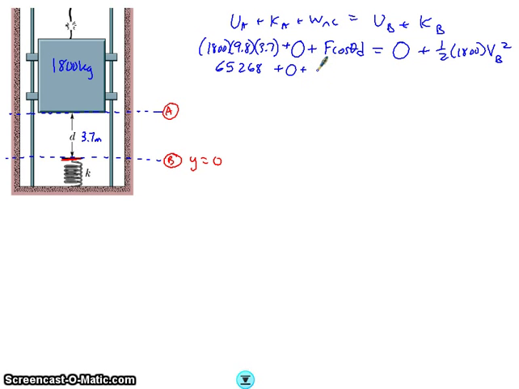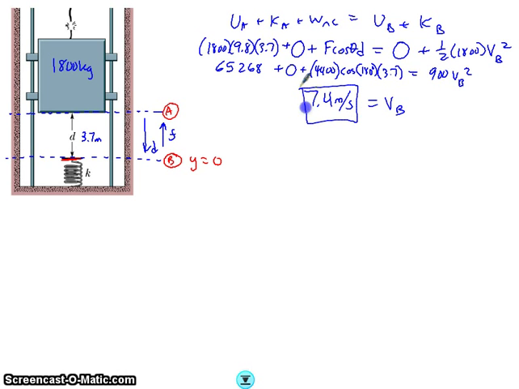Now, the force is given as a frictional force. They say 4.4 kilonewtons. You multiply by 1,000, that's 4,400 newtons. The cosine of the angle, it's the cosine of 180 degrees. That's because the elevator is moving down, but friction is going to be in the opposite direction, 180 degrees in the opposite direction. And the distance is 3.7 meters, the given distance there. And half of 1,800 is 900 times v at b squared. So that's all you need to figure out the speed at b. You can do the math, and the answer is 7.4 meters per second.